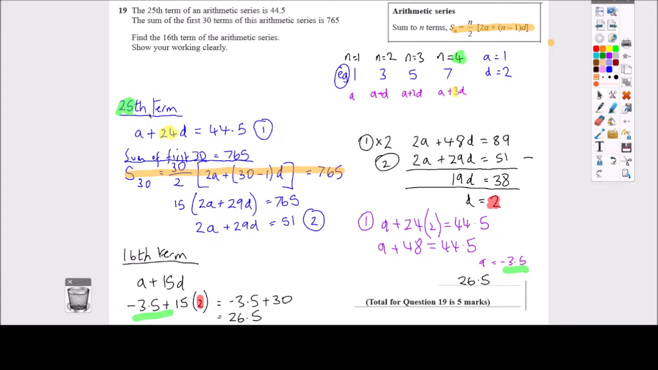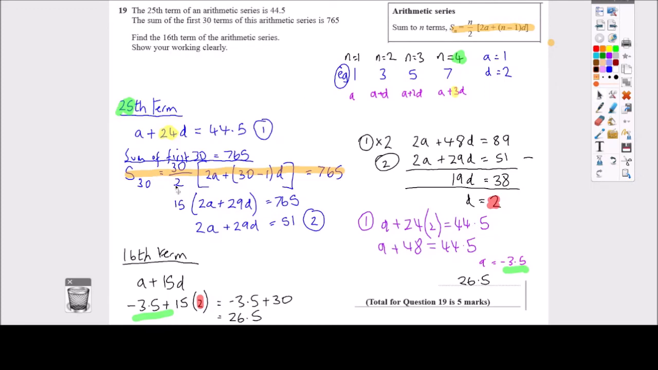Anyway, so back to the left-hand side working. So a plus 24d equals 44.5, okay? 25th position, 24 lots of d's. Now, the second fact we're given is that the sum of the first 30 terms is 765. So at this point, we're going to use the formula that's given in the formulas at the front of the paper. We don't know what a is, we don't know what d is, but we do know it's the first 30 terms. So we know that n equals 30. And we obviously know that the sum is 765.